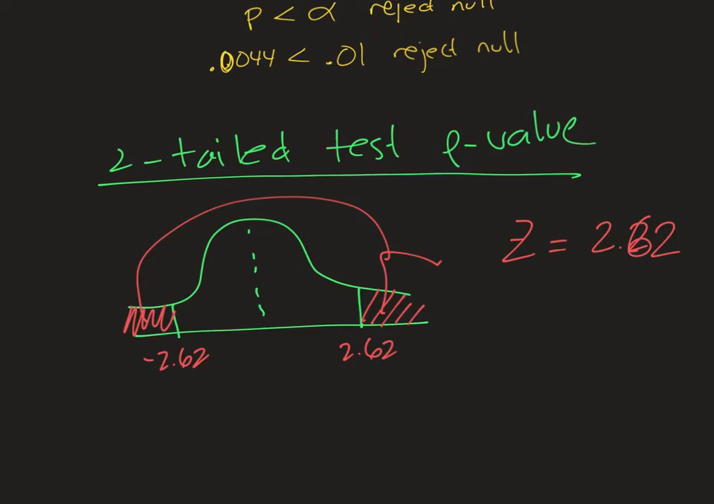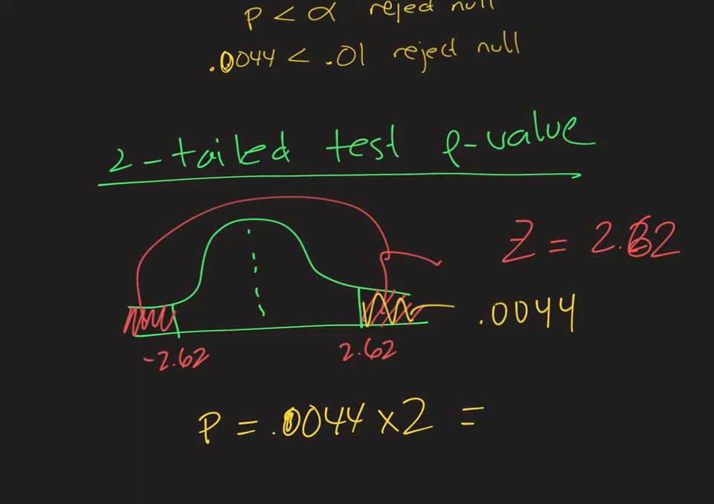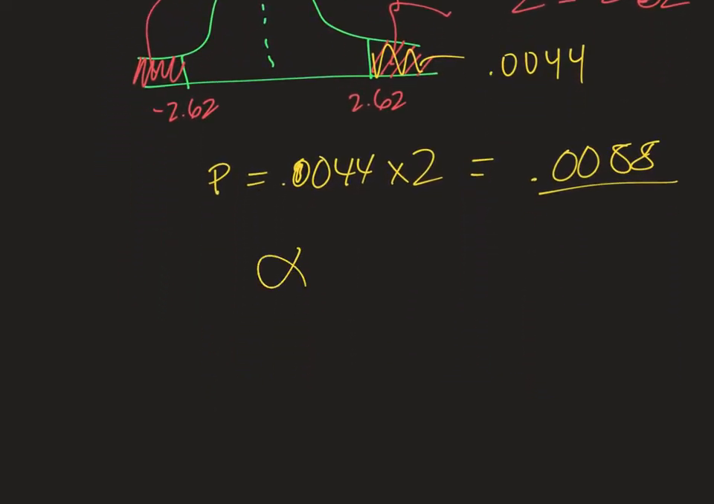We already know that the p-value, or the area on one side of the distribution, is 0.0044. So for the two-tail test, the p-value is simply 0.0044 times 2, or 0.0088. Now again, when we compare this to our alpha level, alpha is 0.01 and the p-value is 0.0088, and therefore the p-value is still less than alpha. So even if this was a two-tailed test, we would reject the null.